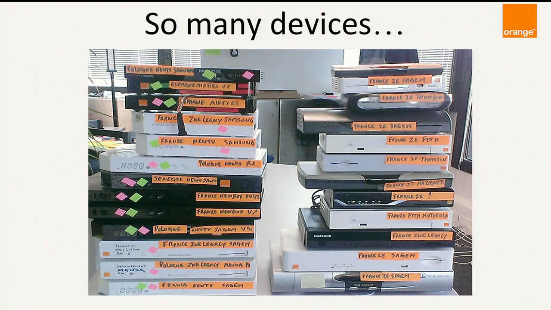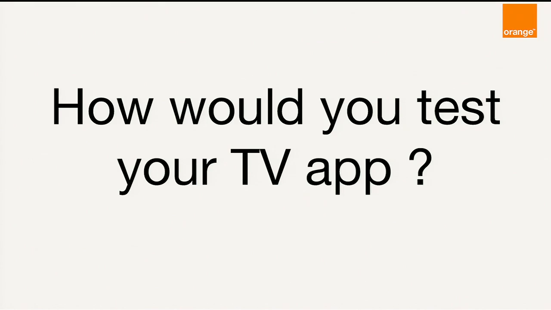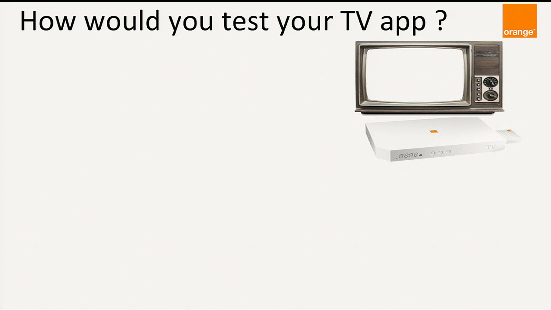As you can see, there are so many devices. This is a sample of the different kinds of STB we have to deal with. There are some low cost, other premium boxes, or it can be a set-top box that manages satellite connection or DVB-T, any kind of context. So now the question is, how do you test your TV applications in this fragmented context?